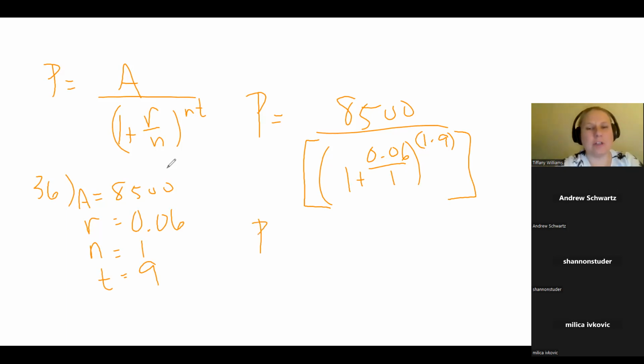Is everybody okay with punching this in on the calculator? Do we need to see it? I'm going to take silence as no, we're fine. So if you work this out, you're going to get P is equal to $5,031.14.